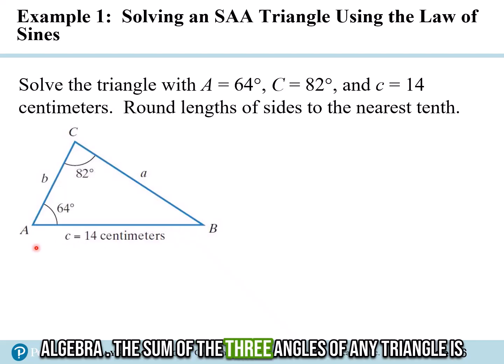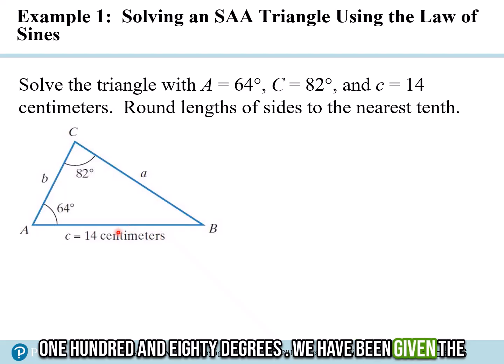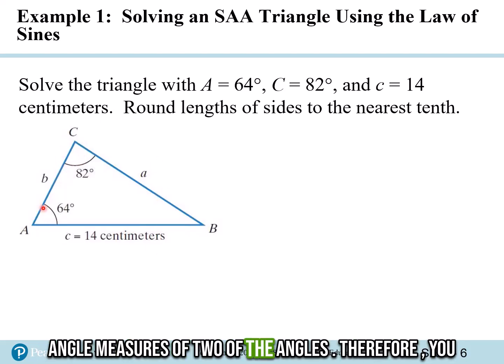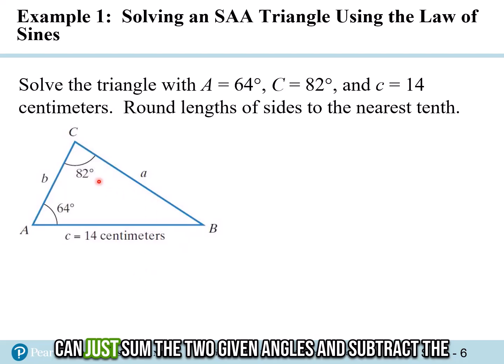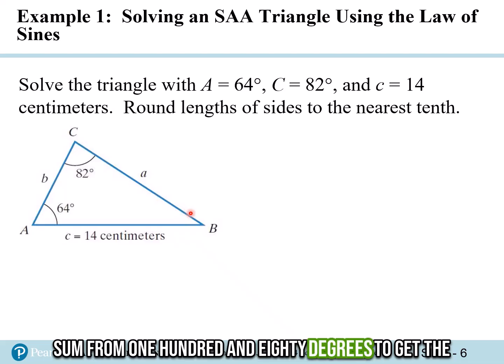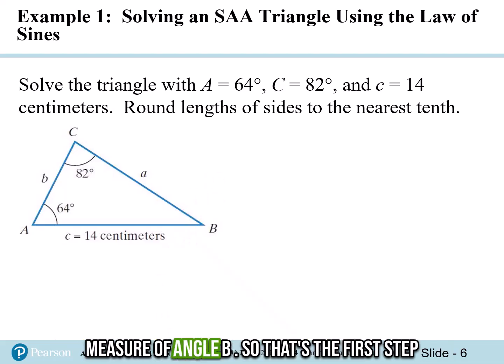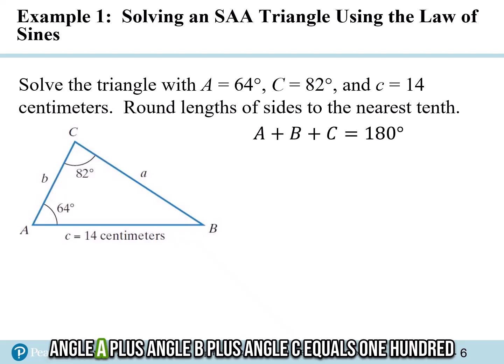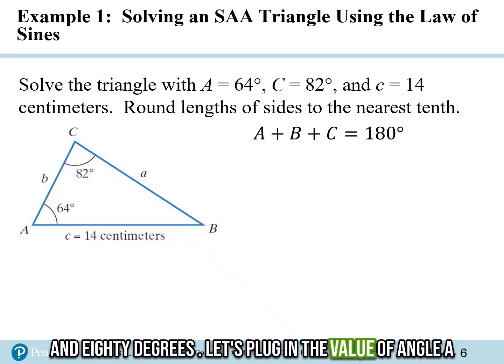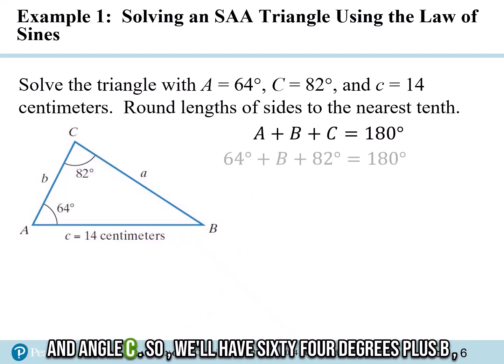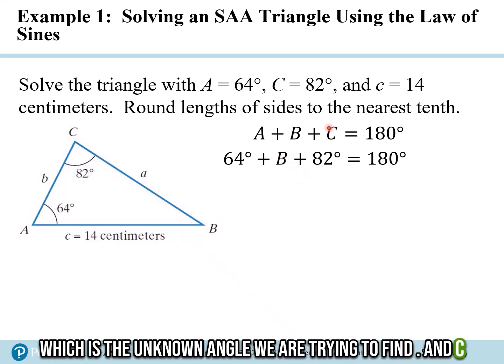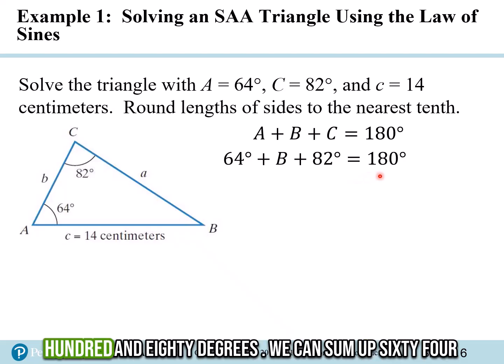The sum of the three angles of any triangle is 180 degrees. We have been given the measures of two of the angles. Therefore, you can just sum the two given angles and subtract the sum from 180 degrees to get the measure of angle B. So that's the first step. Angle A plus angle B plus angle C equals 180 degrees. Let's plug in the values of angle A and angle C. So we'll have 64 degrees plus B, which is the unknown angle we are trying to find, plus 82 degrees for C, all equal to 180 degrees.